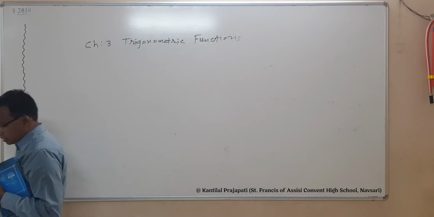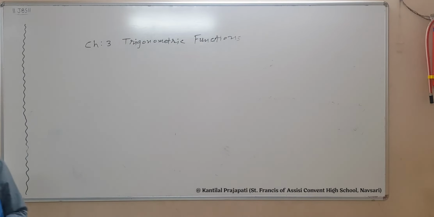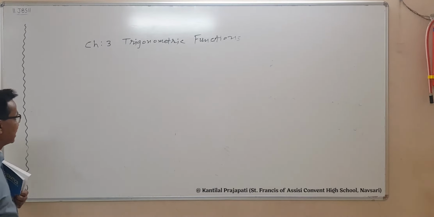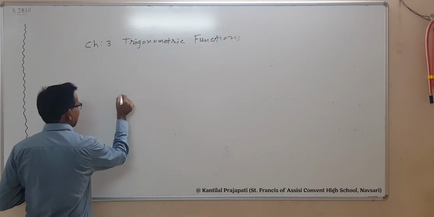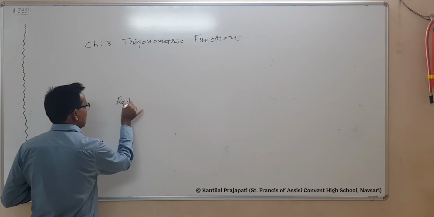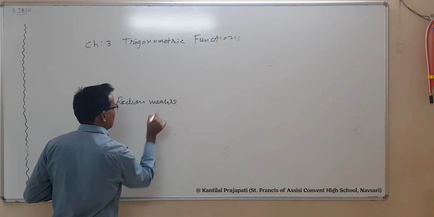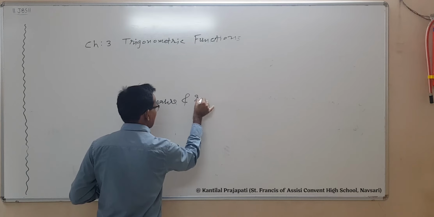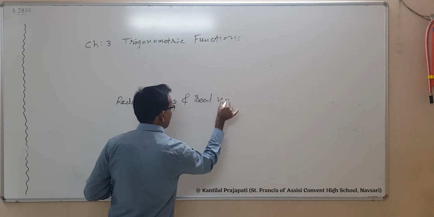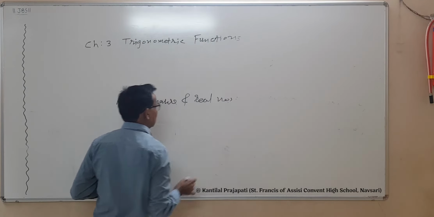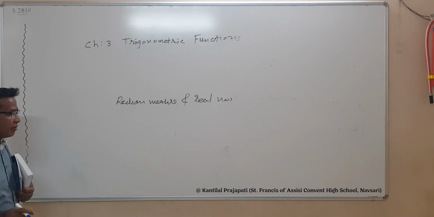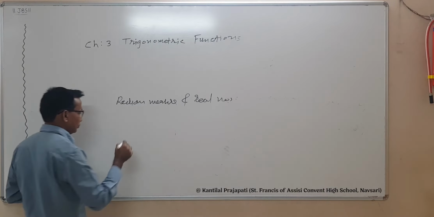Now, the relation between the radian measure and real numbers. Again, we consider the unit circle here.